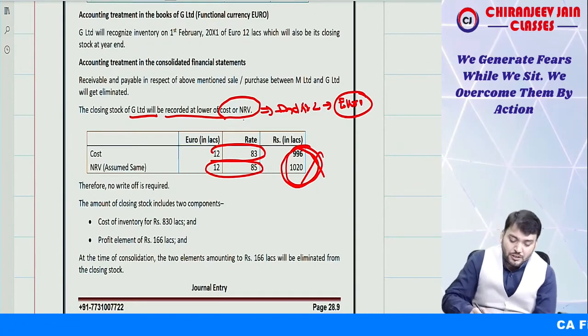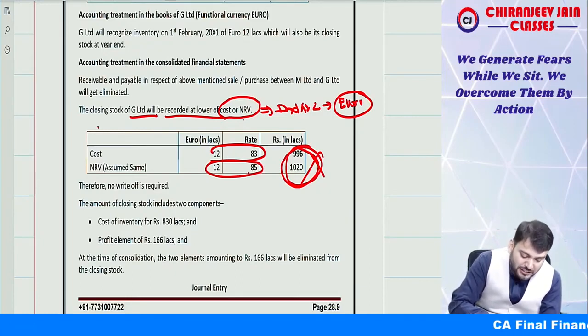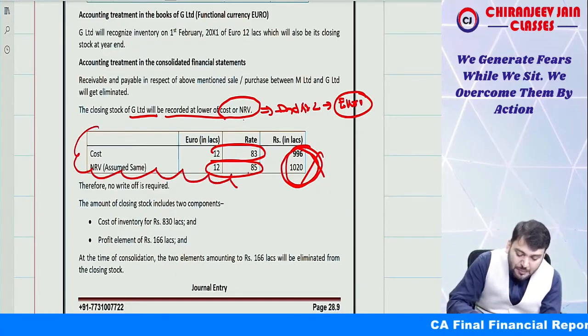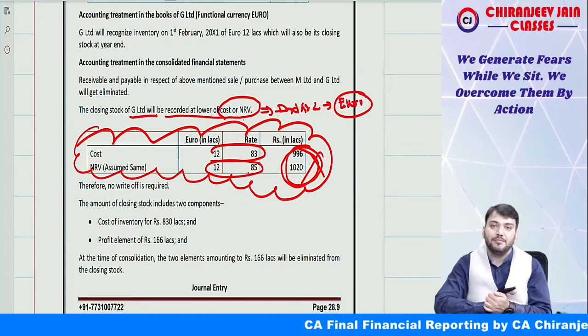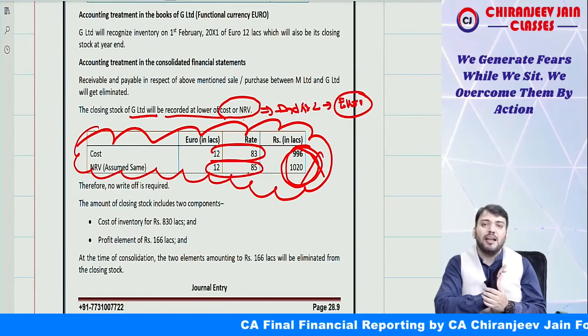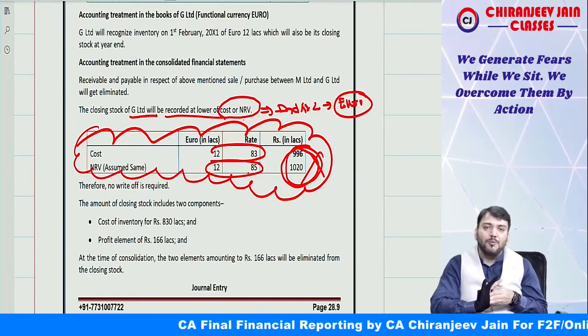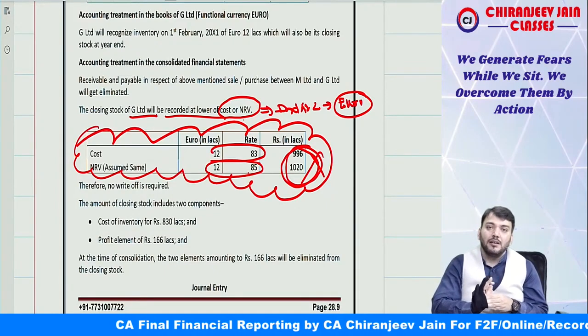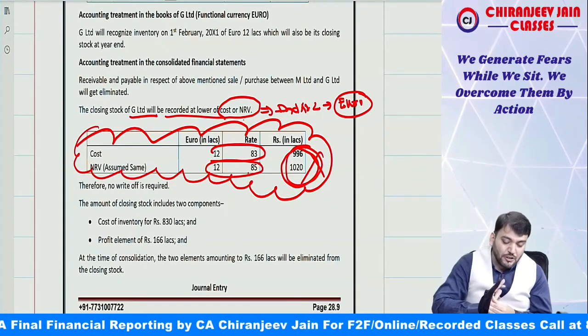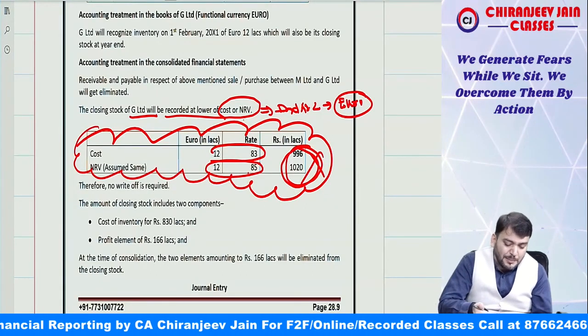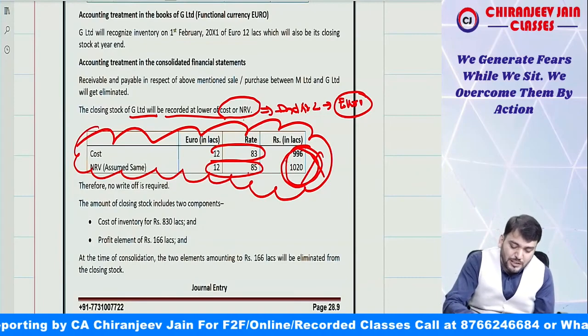Are you getting what I am saying? So this is totally wrong. This was applicable in separate financial statements or individual financial statements. So this point is not applicable, even though it is not impacting, because they have also done it at 99.